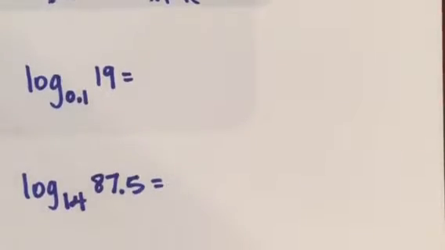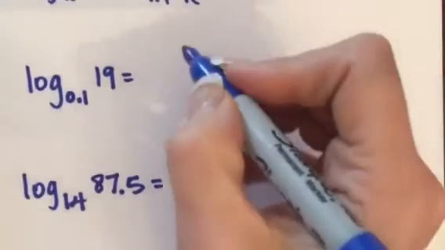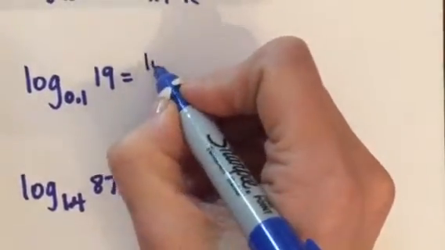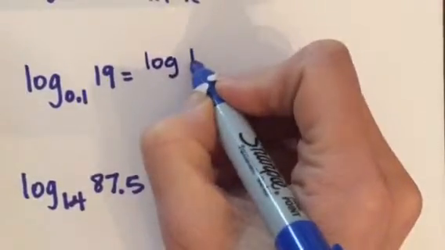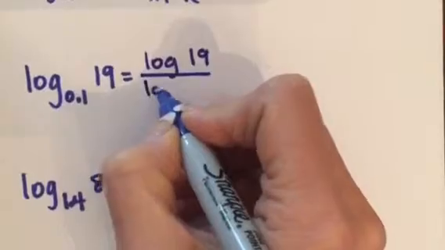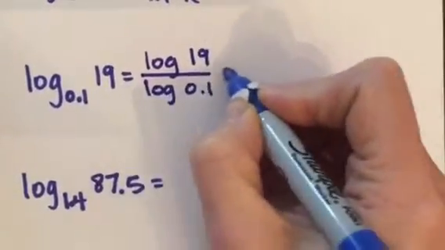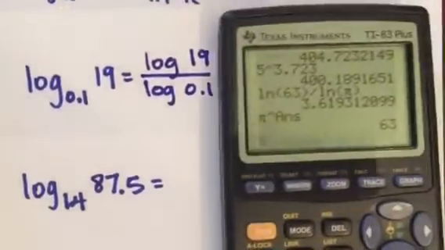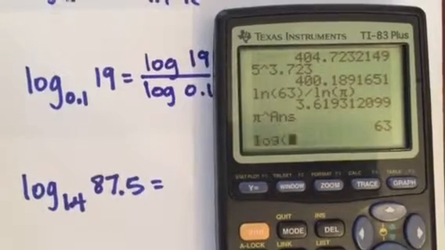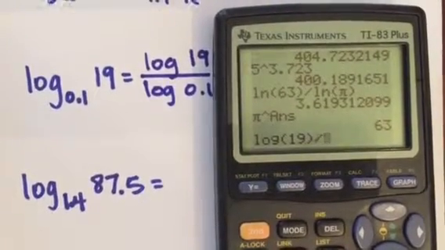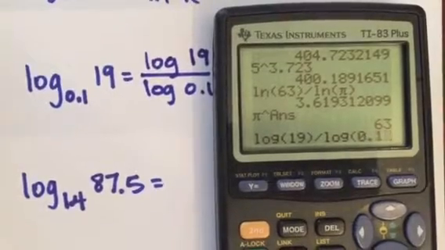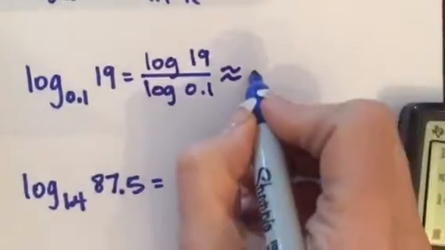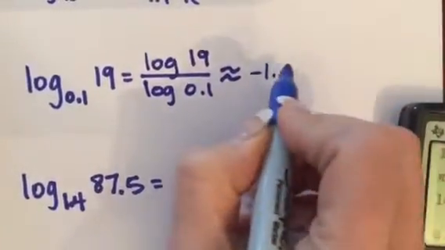All right, moving on to the last two examples here. Log base 0.1 of 19. What does that equal to? Let's do this one with common logs, and it really doesn't matter. You can do either one. Log of the argument, which is 19, divided by the log of the base, which is 0.1. And that is approximately, let's use our calculator and find out. Log of 19 divided by log of 0.1. And it looks like that is about negative 1.279.